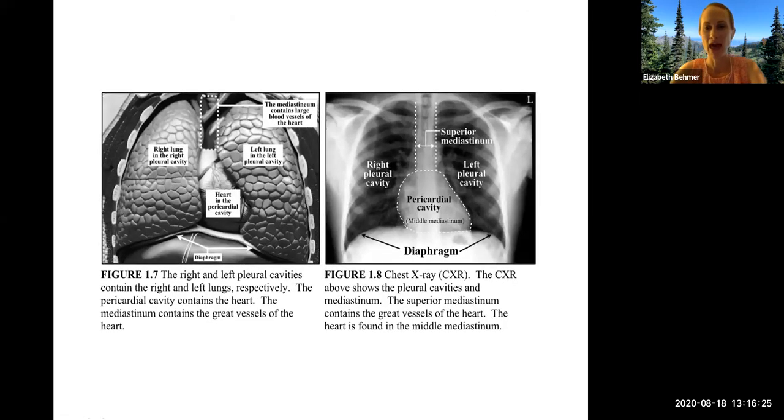And this is a look at a model in the lab. Again, these are pictures taken from your lab manual, what's located in each of the cavities. There's also major blood vessels in the mediastinum. And this is an X-ray chest view of the cavities and where everything would be located.